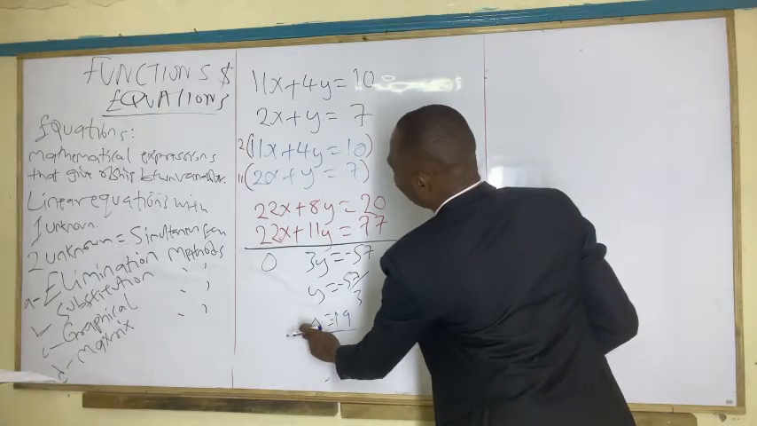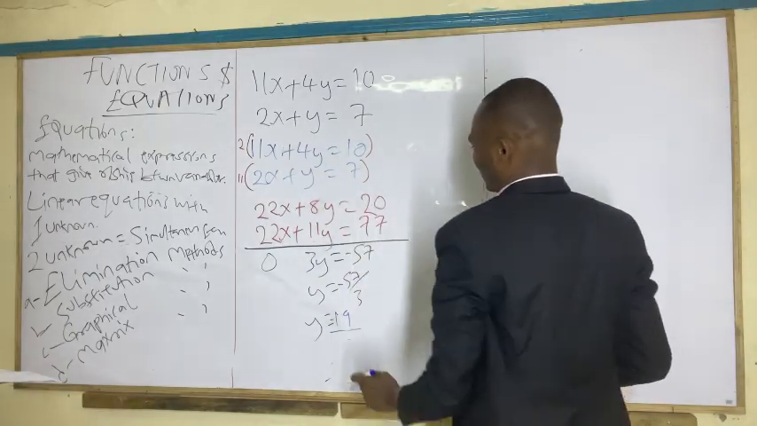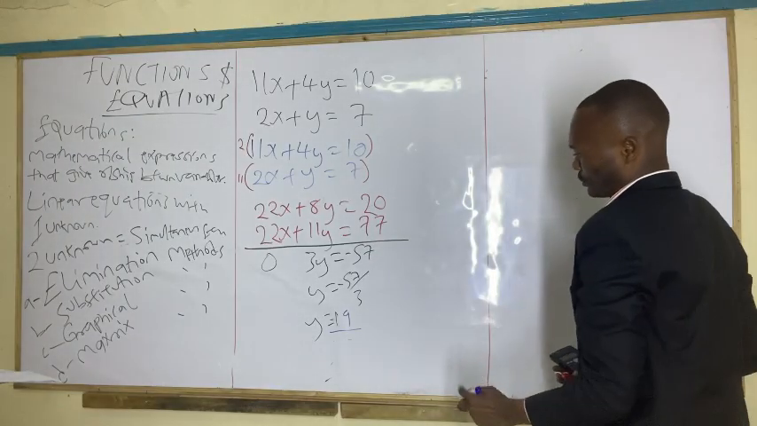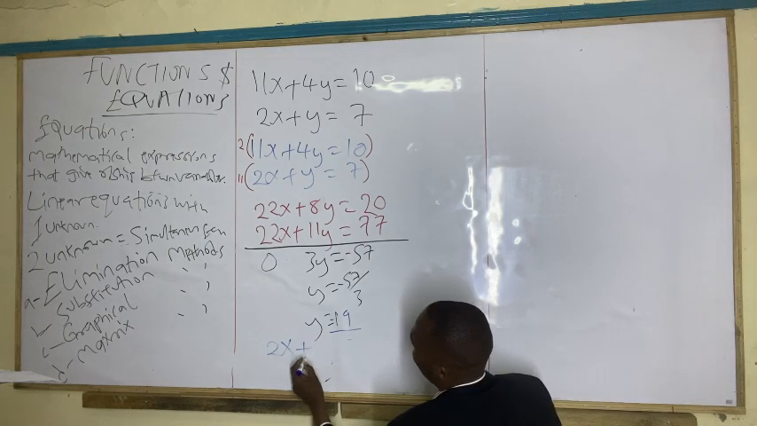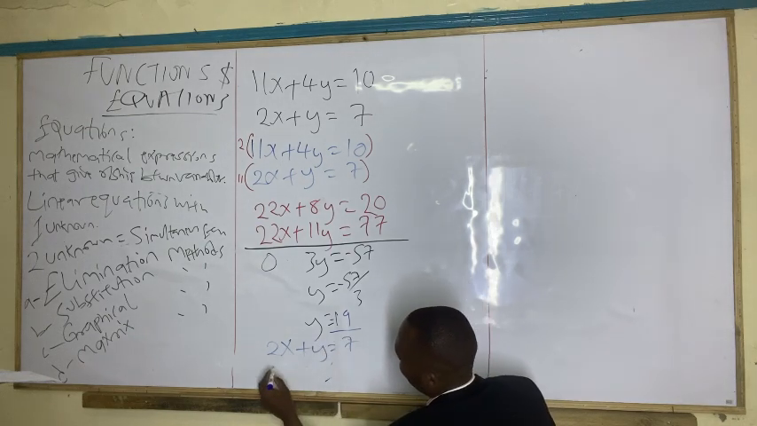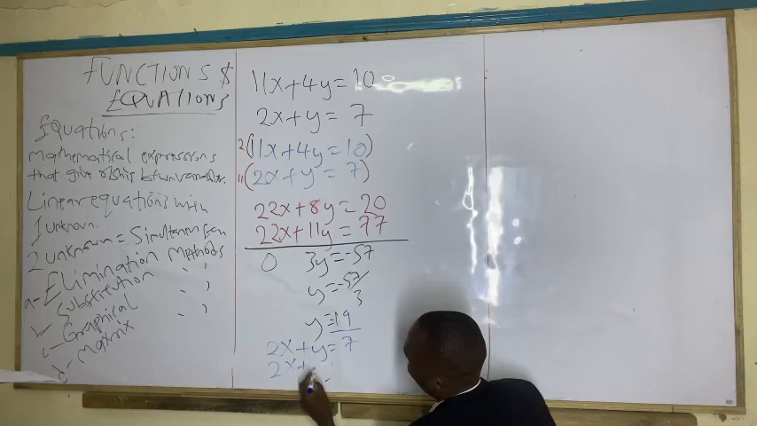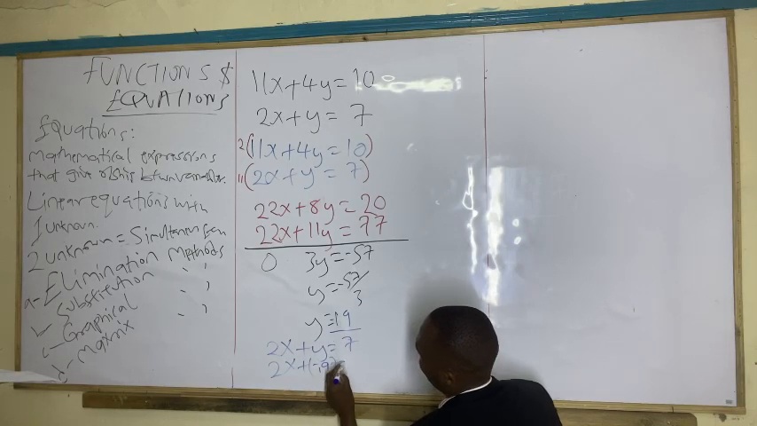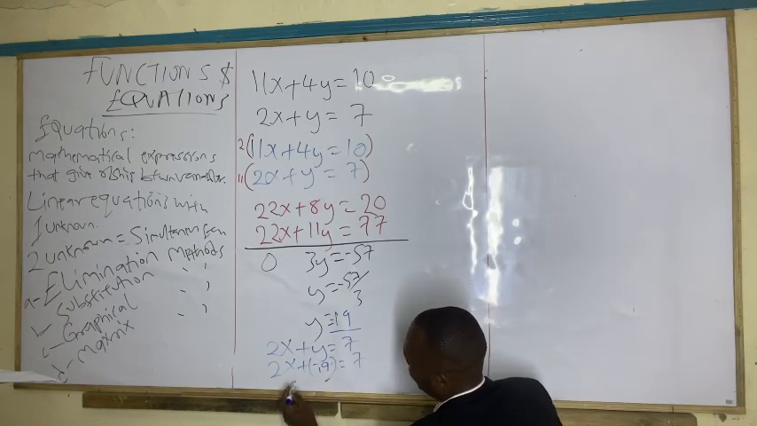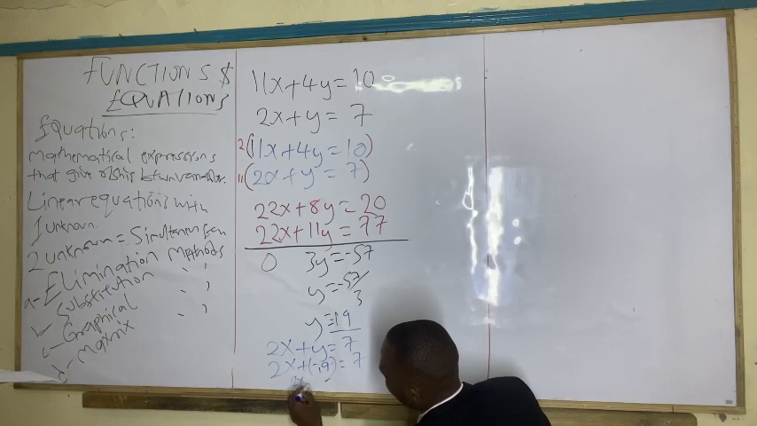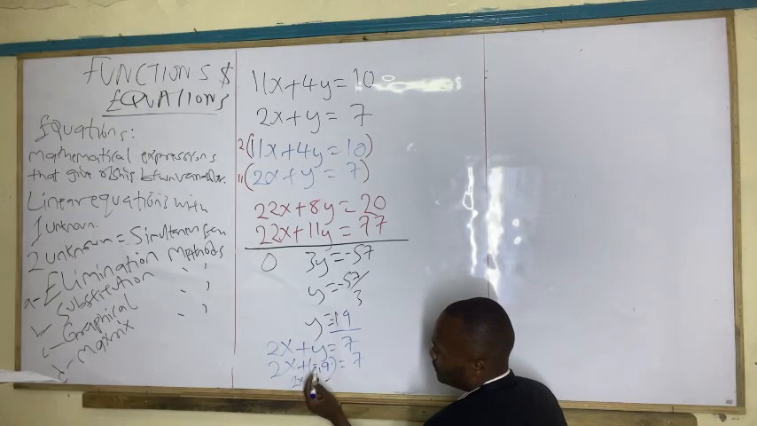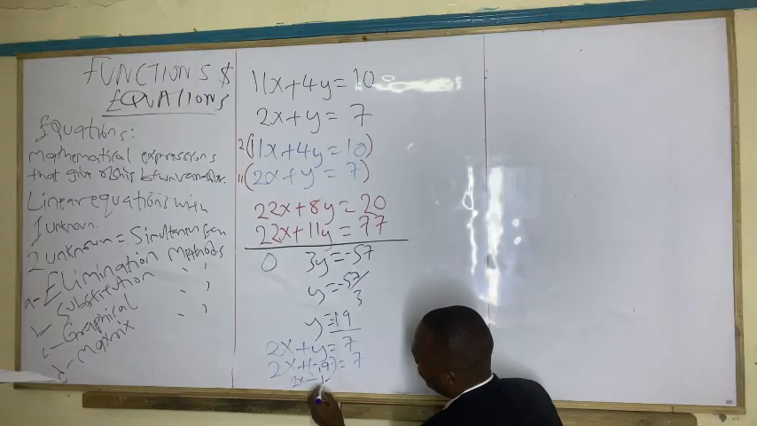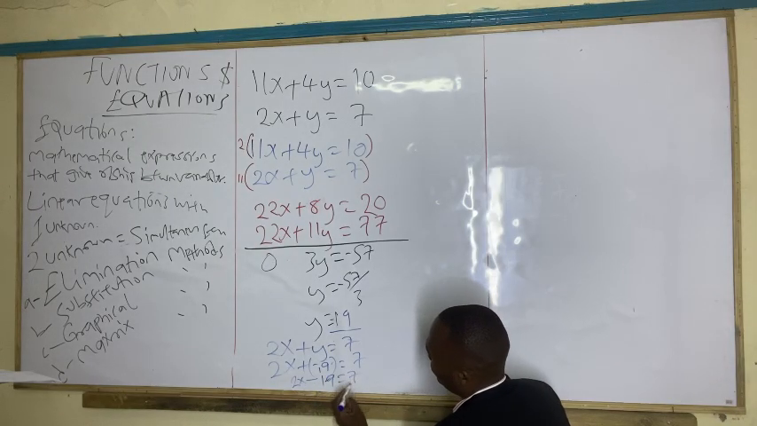Then now after we found y, we come here. So what do we say? We say 2x plus y is equals to 7. Therefore, 2x plus negative 19 is equals to 7. Then let's multiply. Plus times minus is a minus, that's what we said. So it becomes 2x minus 19 is equals to 7.